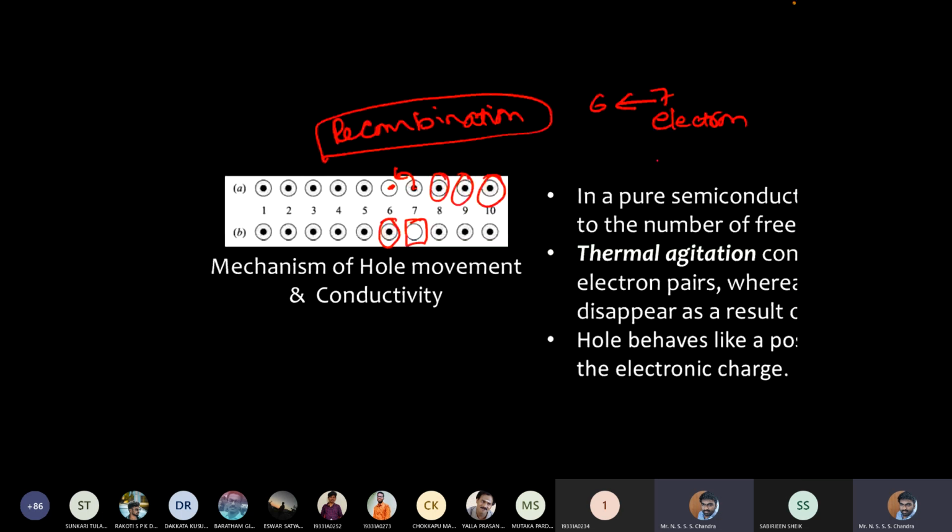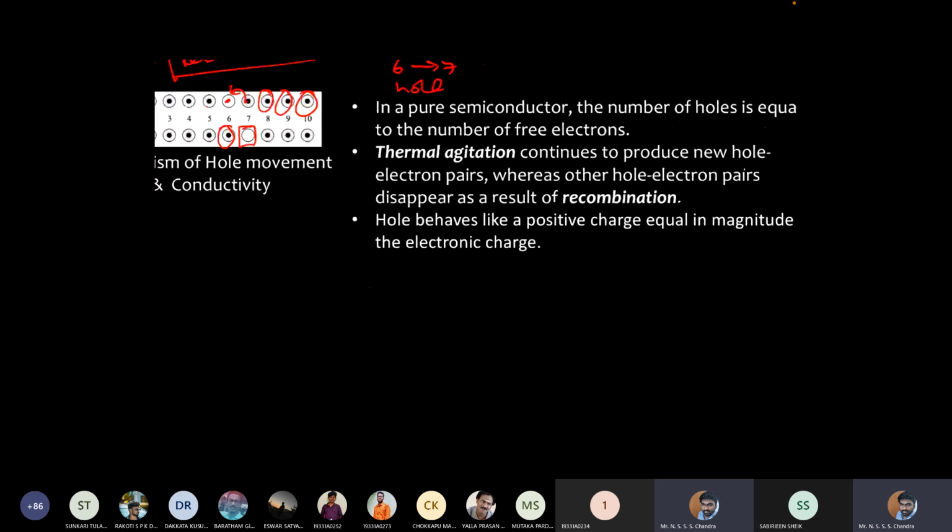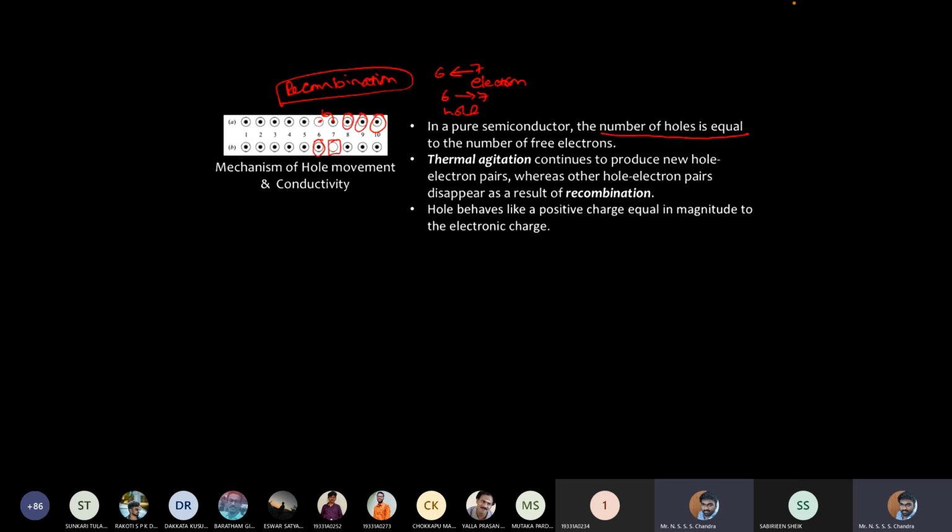So if the electrons are moving from, let us say, right hand side to left hand side, then holes will be moving from left hand side to right hand side. In general, the number of holes in an atom will be equal to the number of free electrons. You should stress on this term, free electrons. Thermal agitations will produce new electron and hole pairs. Because of thermal agitation, or I can say temperature, existence of heat, new hole and electron pairs will be generated, and some of the electron hole pairs will disappear because of recombination. And this hole will behave as if it's a positive charge equal in magnitude to that of the electron charge.